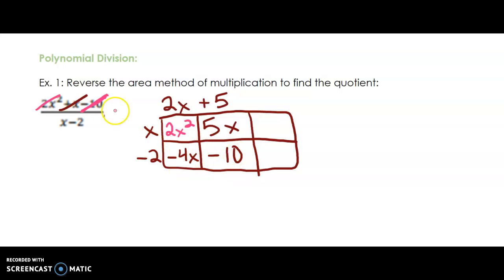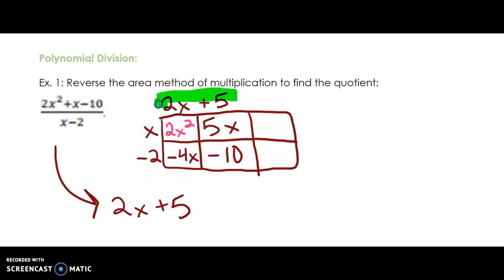If I get a negative 10 here, that means I do not have a remainder. And so if I'm thinking about what the answer is to this question we were doing, 2x squared plus x minus 10 divided by x minus 2, that is equal to 2x plus 5. It is equal to this factor that we have here on our area model.